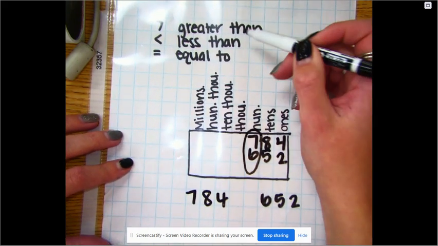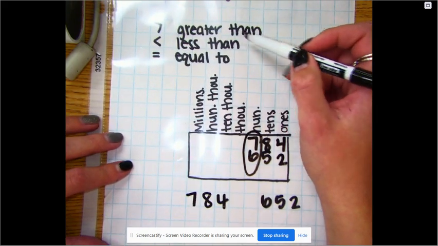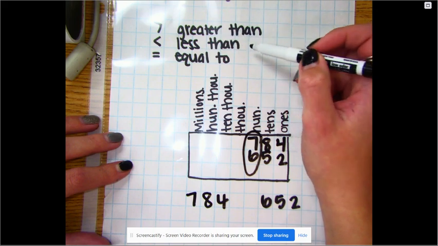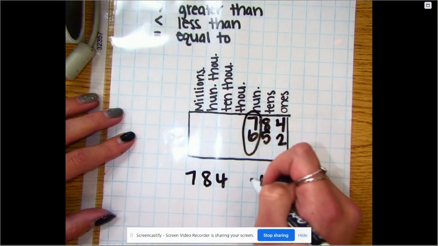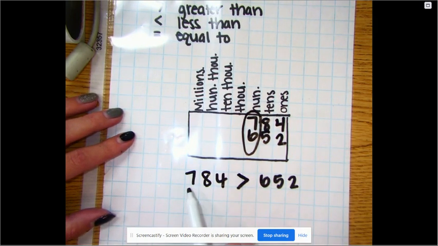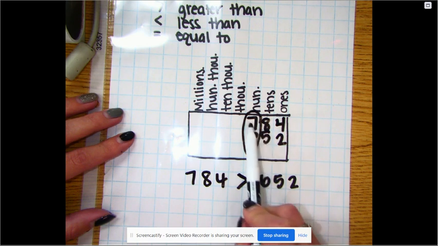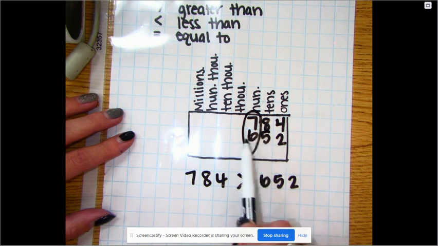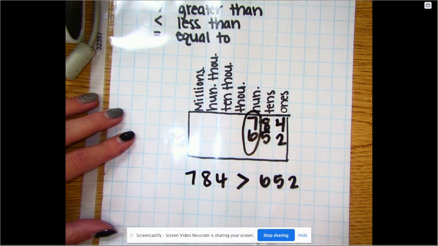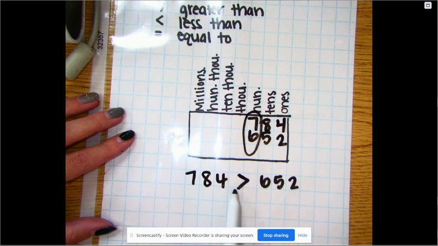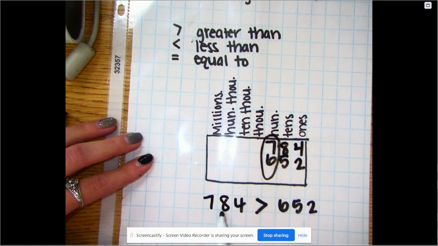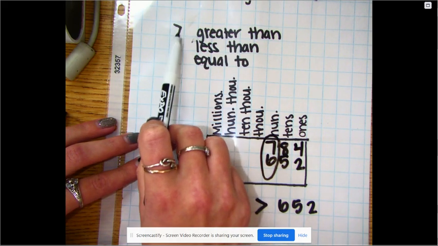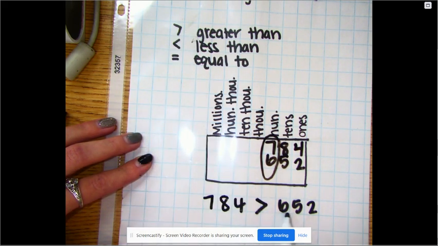And if I look back up here, if it's greater, then usually we're going to have the alligator eat it. Let's see. My alligator is going to eat my 7. That is my greatest value. 700 is worth more than 600. Now, when I go to say this, I'm going to use my code up here to help me say it correctly. 784 is greater than 652.